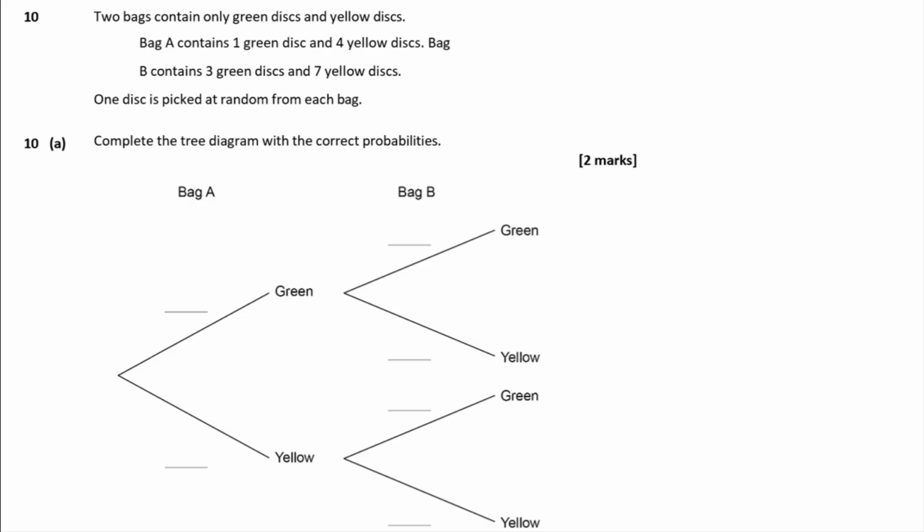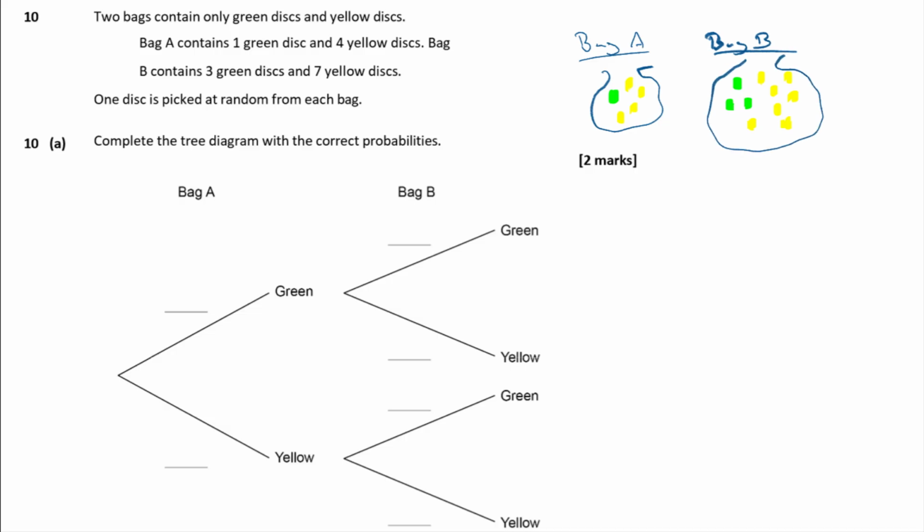So I've got bag A. I like little visual things. So I've got 1 green disc and 4 yellow discs. 1, 2, 3, 4 in a bag. There's my little bag, and then I've got bag B, and what have I got in there? I've got 3 green discs and 7 yellow discs. 3, 4, 5, 6, 7. Okay, it's quite a simple, straightforward question, this one, but I think it's a good idea to visualize things. So there we go, there's my 2 bags.